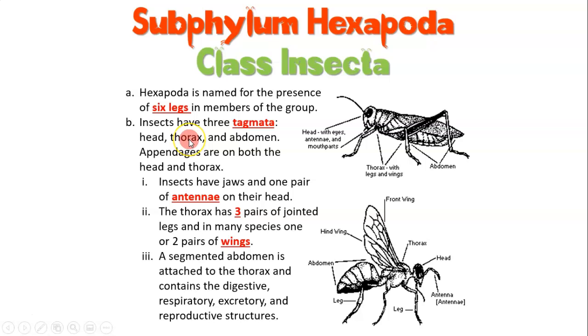You know where your head is. Your thorax is basically from below your head to the middle of your chest, just below your rib cage. And then your abdomen is essentially your belly, where your digestive system is.